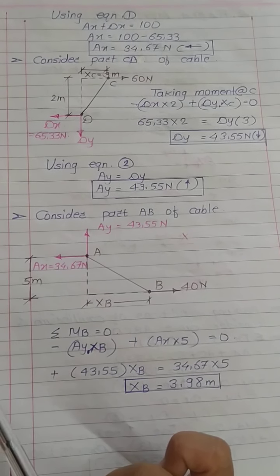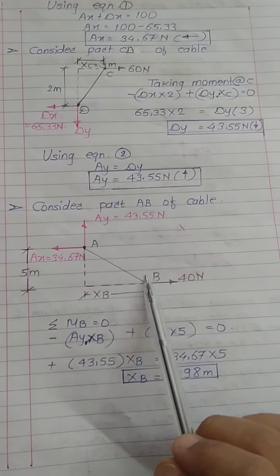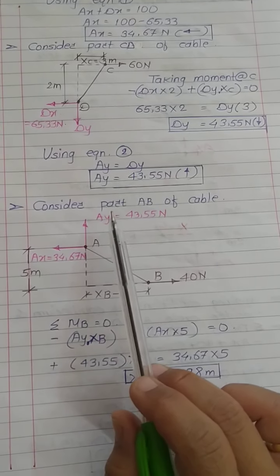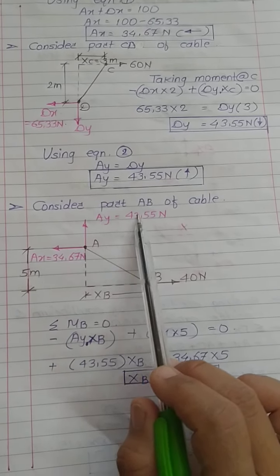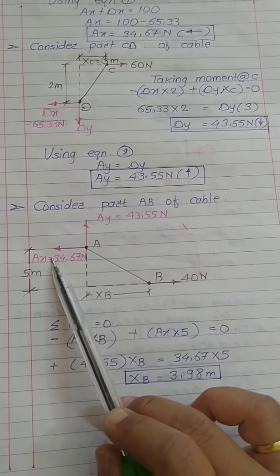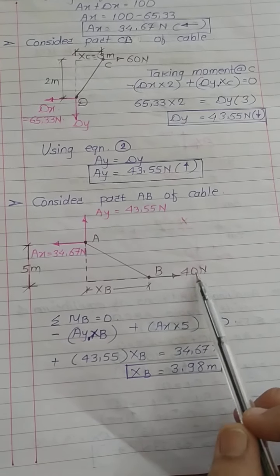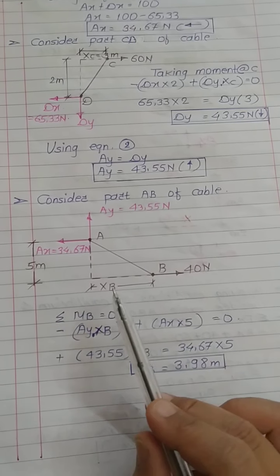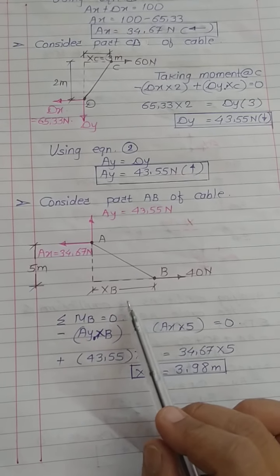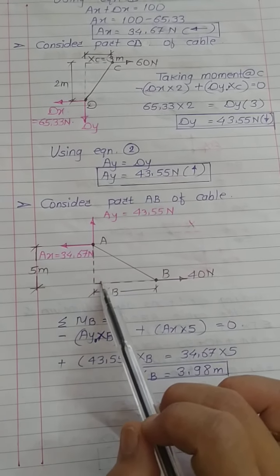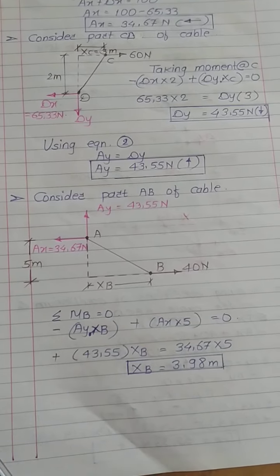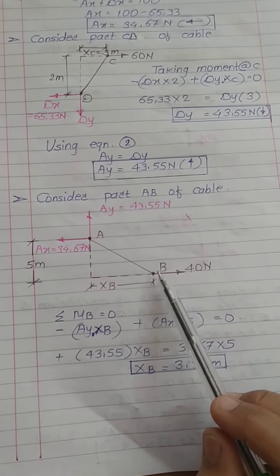Now next part, I have to find sag at point B. So for this I will consider AB segment of cable. Now show these two forces AX and AY. Now I know value of these two forces. At point B there is force of 40 Newton. Now this is sag at point B, which is XB, and the distance of point A from point B is 5 meter. Now let us take moment about point B.